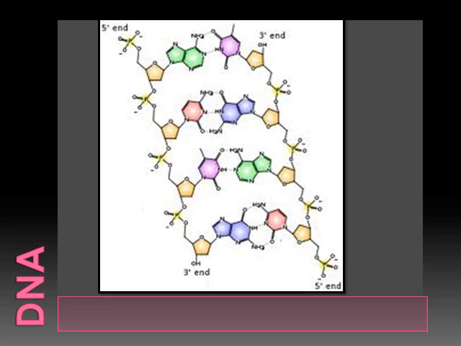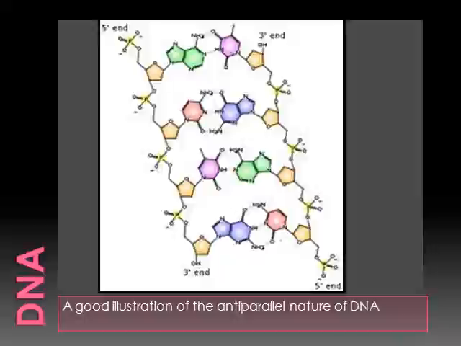So the roof of the sugar is pointing down, and so carbon number 5 on that sugar is pointing down, and we can see that it's attached to its phosphate group pointing down. So these 2 strands are anti-parallel to each other, allowing the hydrogen bonding to occur in the middle.